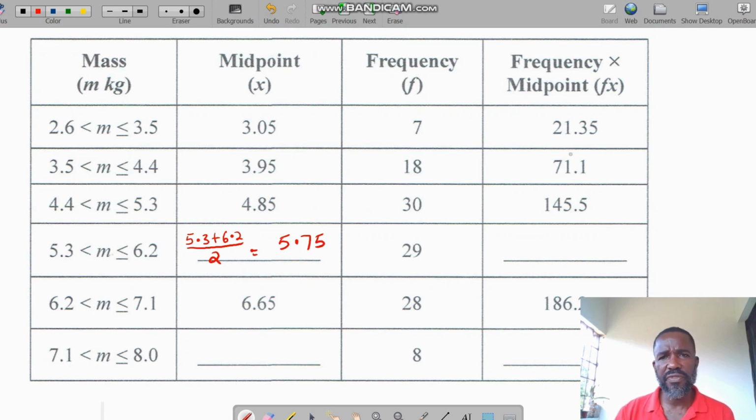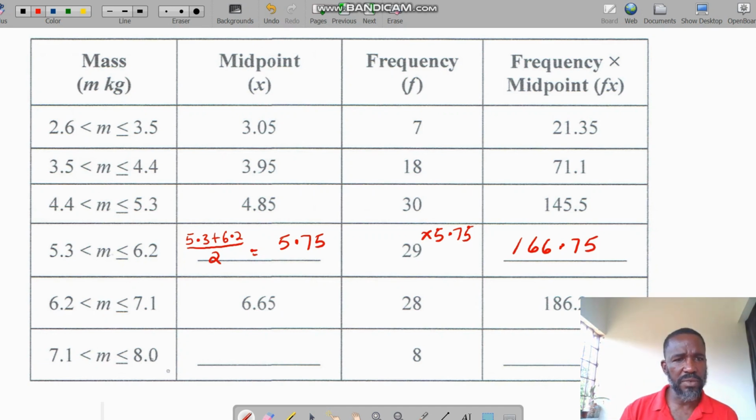And so to get the frequency times the midpoint, we're going to multiply 5.75 times 29. So we'll multiply this 5.75 times 29, and we are going to get 166.75. So that's how you would have got that.